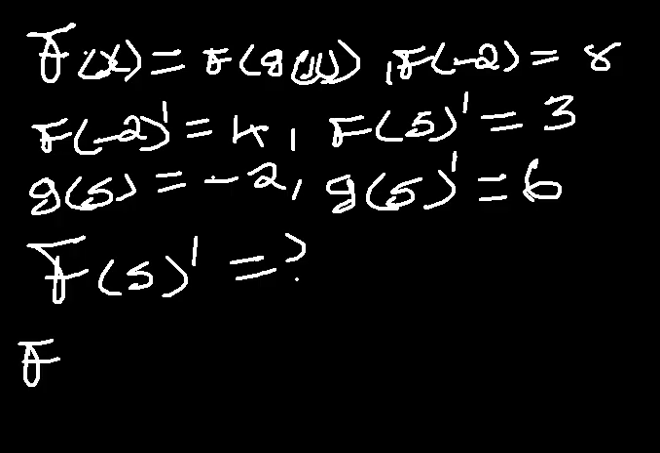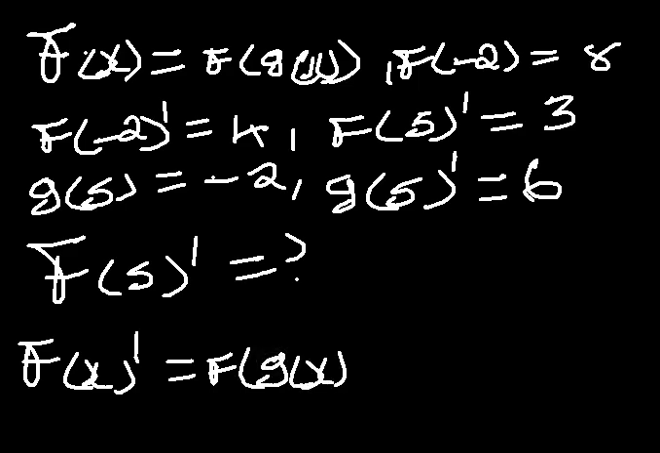So f of x prime will be given as, now what is the derivative of the outer function? We'll have small letter f of g of x, times g of x prime, times the derivative of the inner function. What is the inner function? g of x prime. We'll have that.